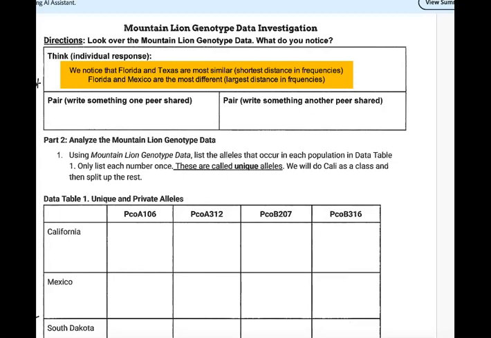All right, now it says, analyze the mountain lion genotype. Using mountain lion genotype data, list the alleles that occur in each population in the data table. Only list each number once. These are called unique alleles. We will do California as a class and then split up the rest. Okay?